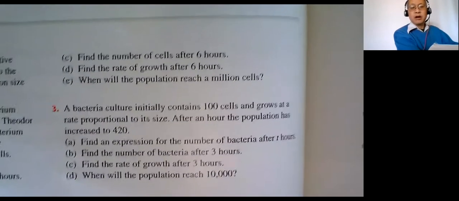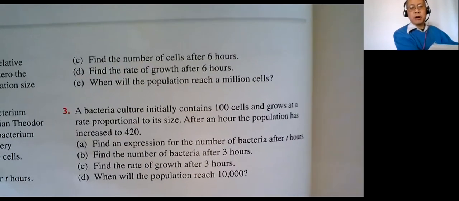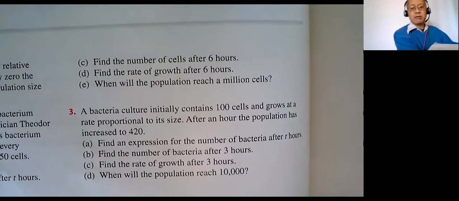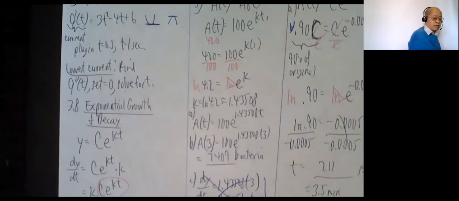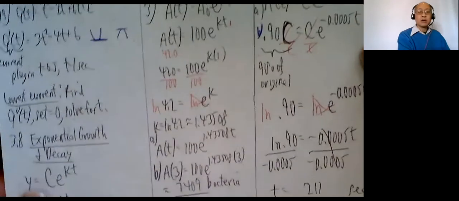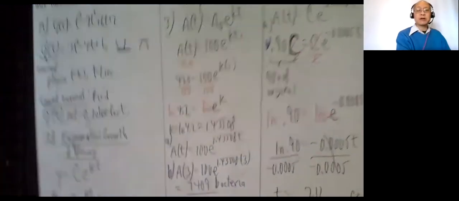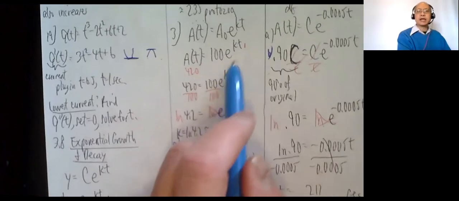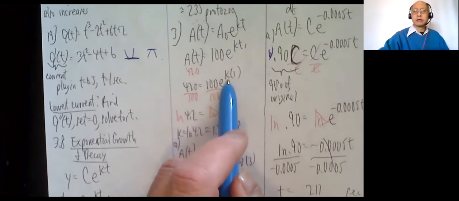All right, so A, B, I'll just do them all. Find an expression for the number of bacteria after t hours, find the number of bacteria after 3 hours, find the rate of growth when the population reaches 10,000, and so on. Okay. All right, so here's how we find the expression. 420 goes here, 100 here, e to the k times t, which is 1. Okay, so I plug in 1.